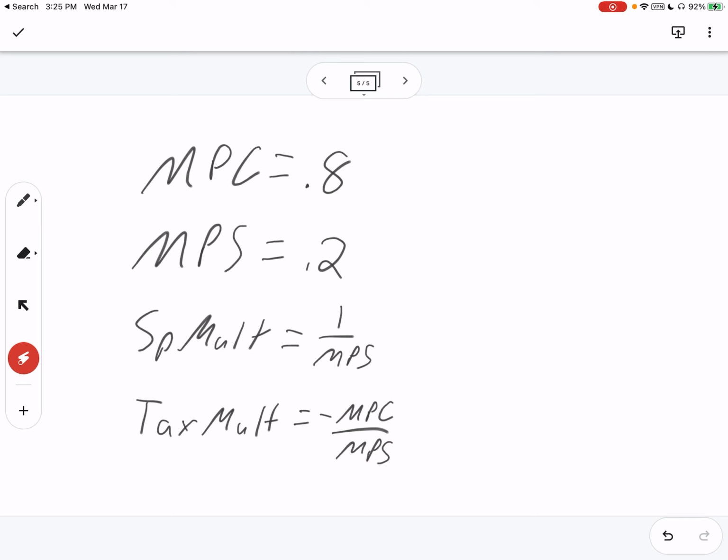Now, given this, we can figure out what the spending multiplier and the tax multiplier are for our little situation, because we have the MPC and we have the MPS. So the spending multiplier, in this case, 1 over MPS, is going to be equal to 1 over 0.2. How many times does 0.2 go into 1? 5 times. Now, negative MPC over MPS: we have negative 0.8 over 0.2. 0.2 goes into 0.8 4 times, so we get negative 4.